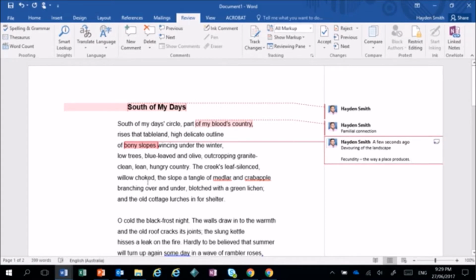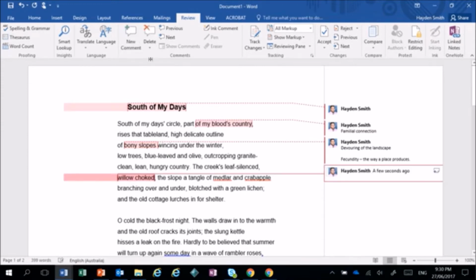"The creek's leaf silence, willow choked, the slope a tangle of medlar and crabapple, branching over and under, blotched with a green lichen." Now, what I think is interesting here, and with a lot of Judith Wright's poetry, is the way in which she integrates British symbolism with Australian symbolism. And she talks about that in an interview where she discusses being a symbolist poet, and the issues she has with invoking British colonial symbols as well as Indigenous Aboriginal symbols. So willow trees, obviously British symbols here.